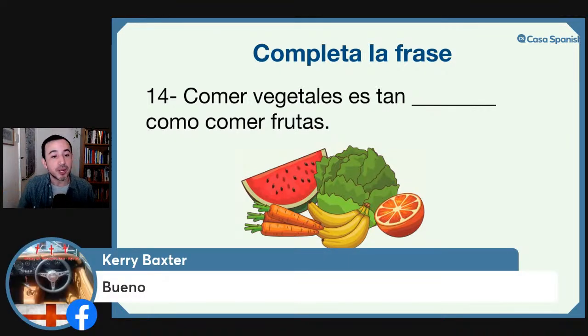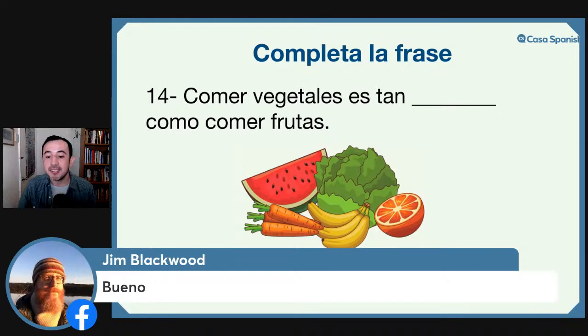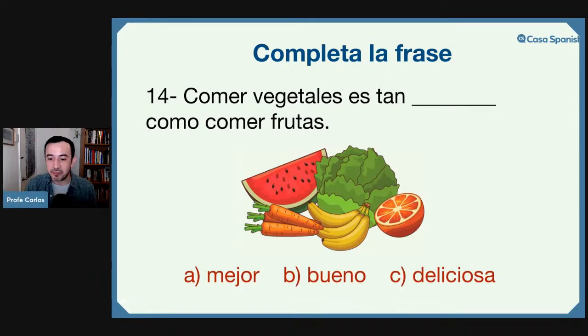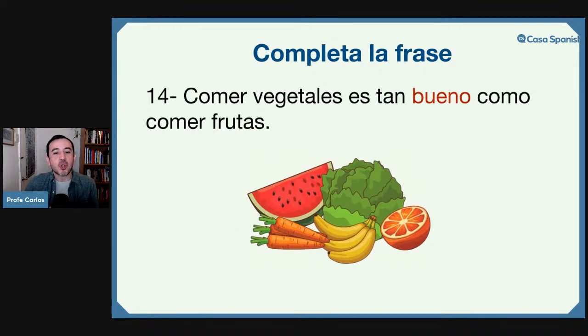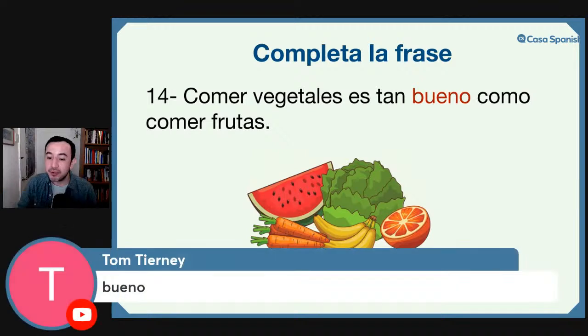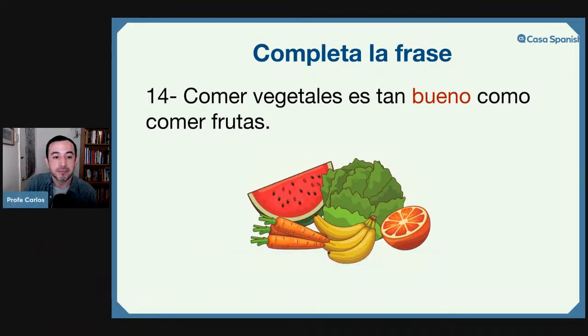Carrie says bueno, okay? And Jim says bueno. And good news, ding, ding, ding, that is our answer. Comer vegetales es tan bueno como comer frutas. So in this case, it's bueno. Remember, like we said, that bueno is an irregular comparative, but it only happens when it is a superiority. For equality and inferiority, we will still use bueno. Very good, Tom. Bueno, utilizando el adjetivo bueno. Excelente.